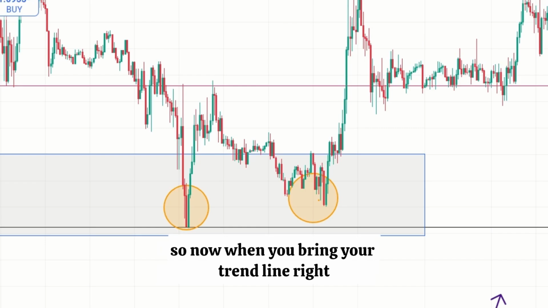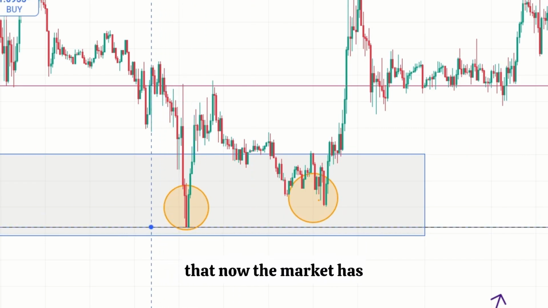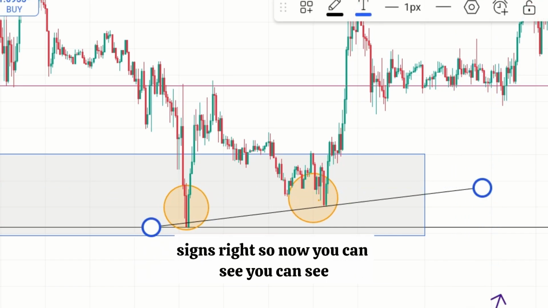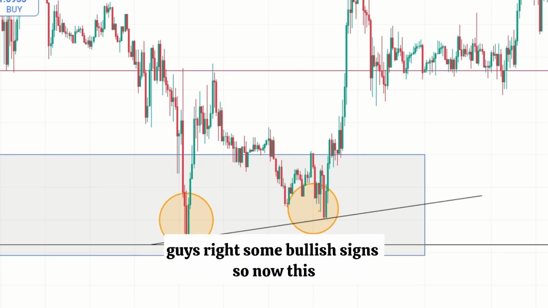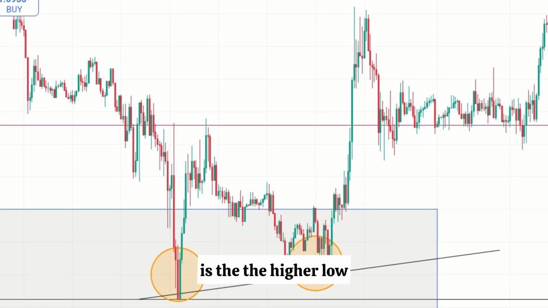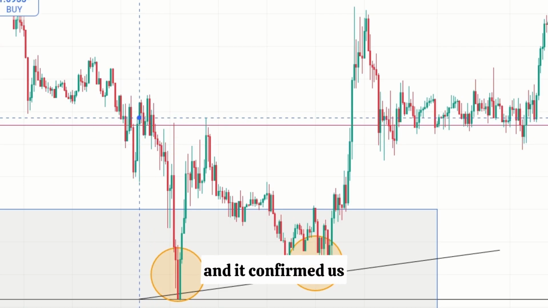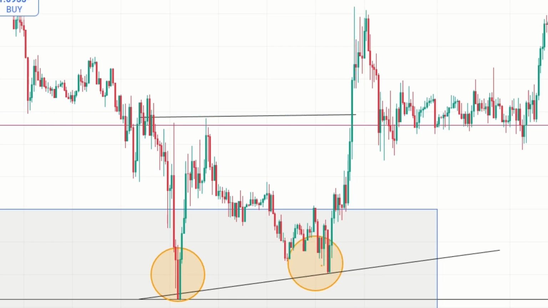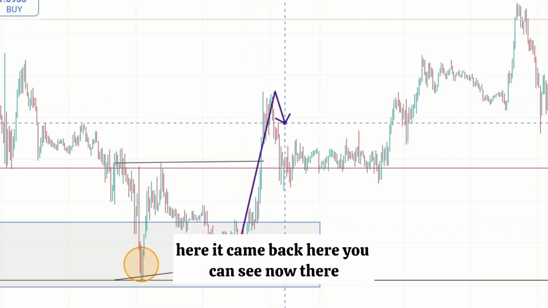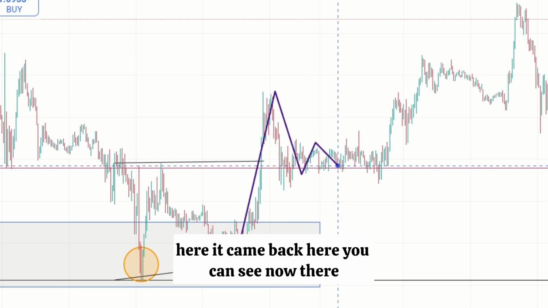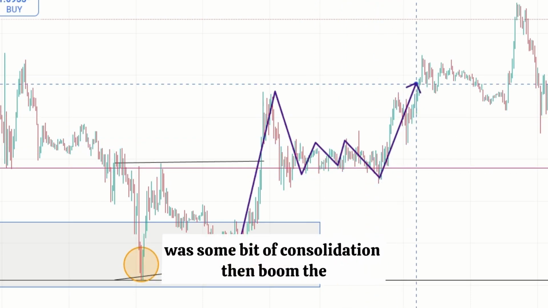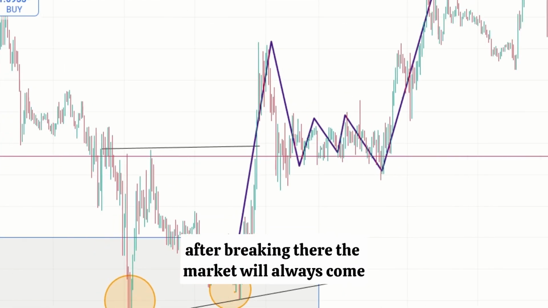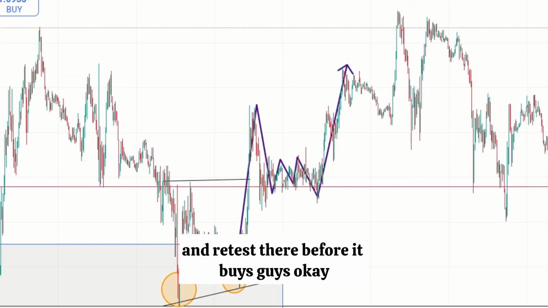So when you bring your trend line right here, you will see that the market has started creating some bullish signs, right? Some bullish signs. This is the higher low that was broken, and it confirmed to us that yes, bearishness has turned to bullishness. After it broke here, it came back here. You can see there was some bit of consolidation, then boom, the market bought. After breaking there, the market will always come and retest there before it buys, guys.